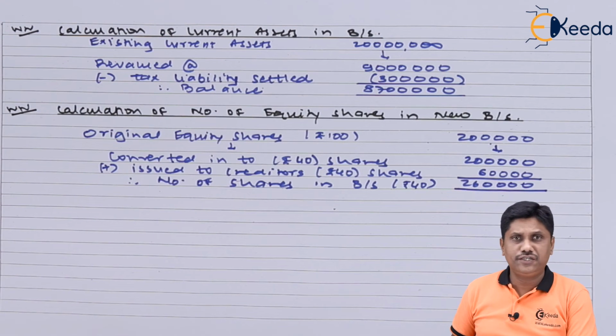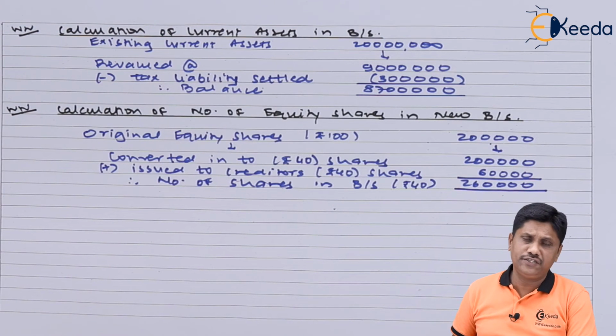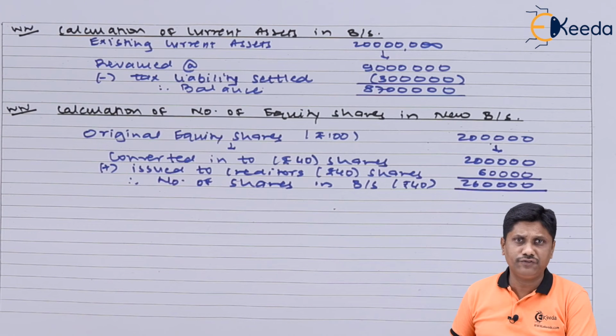Preference shares, we have just changed the face value. There is no further change in preference shares. So the same number of preference shares will be there, but with the new face value of rupees 60. Keeping all those things in mind, we will draw the balance sheet of the company.